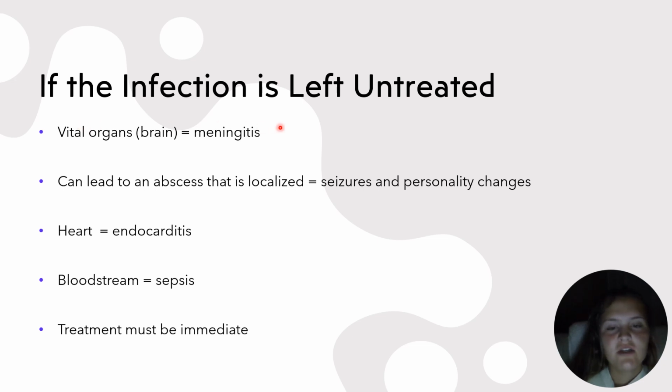So if the infection is left untreated, these are some conditions that it can cause. It can enter the vital organs, such as the brain, and cause meningitis. Some signs and symptoms of meningitis are stiff neck, headache, and a fever. It can also lead to an abscess that is localized in the brain, which can lead to seizures and personality changes, which I thought was interesting.